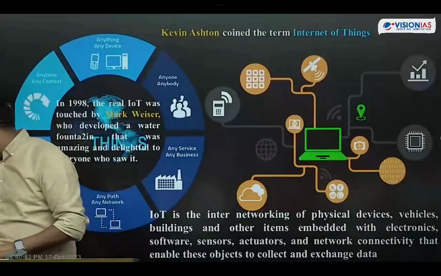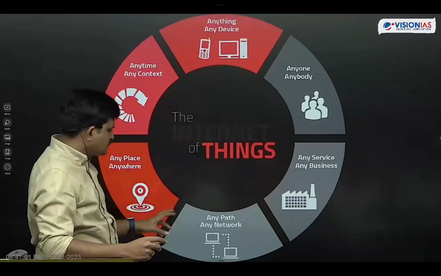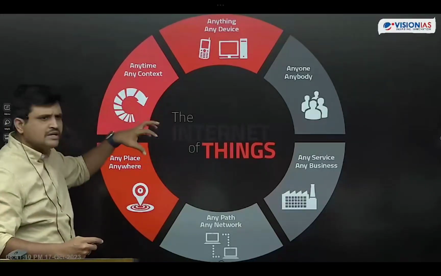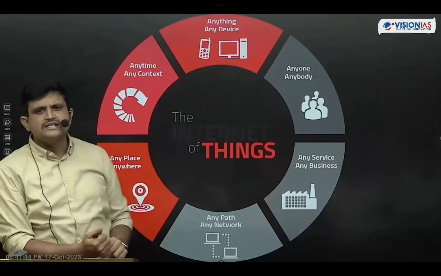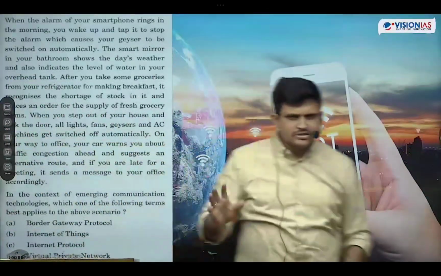That means, what does this mean? Internet of Things means anything, any device, anyone, anybody, any service, any business, any path, any network, any place, anywhere, any time, any context can be utilized with the internet, with a device. That we call an Internet of Things. Understood? Concept understood? UPSC has given this question, students. This is the question which was given by the UPSC.